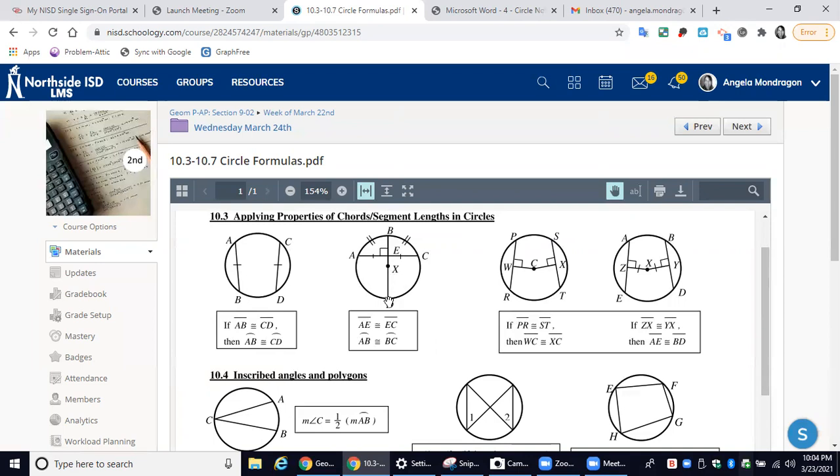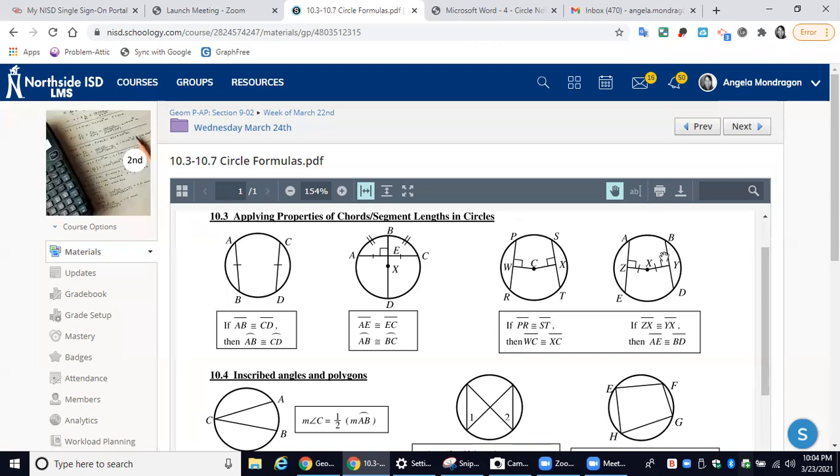Next, if you have a diameter that intersects with a chord at a 90-degree angle, it's a perpendicular bisector of that chord. So AE is equal to EC, and it also bisects the arc that is contained by that chord. So arc AB is equal to arc BC.